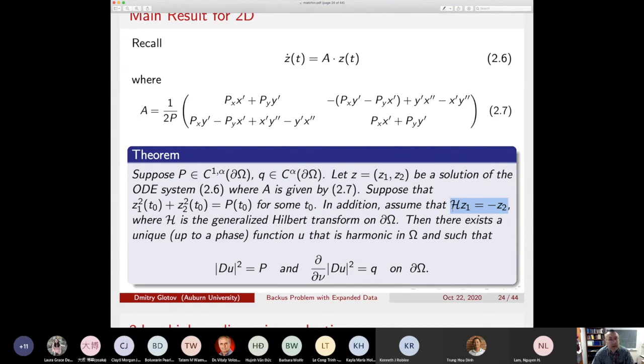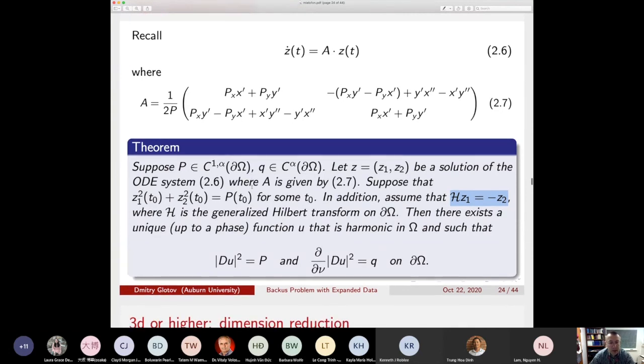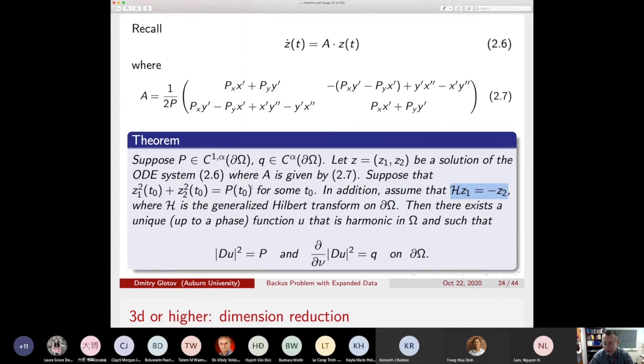This is the manifestation that the Hilbert transform maintains the magnitude or amplitude, but rotates the phase by pi over 2. So if we have this connection between Z1 and Z2 through the Hilbert transform, then there exists a unique solution to the expanded Backus problem. This is what I wanted to say about the two-dimensional case, but let me just quickly say, Dr. Ding, do I have another 5 minutes?